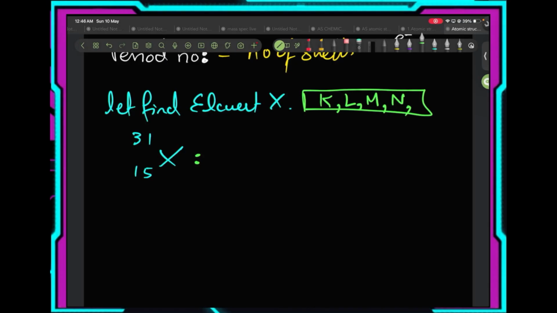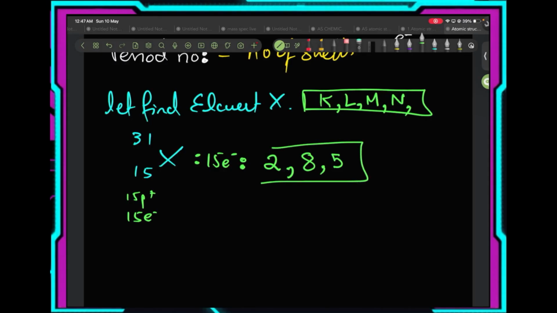So it has a total of 15 protons. So it should have 15 electrons because it is a neutral atom, right? So how would you arrange these 15 electrons in shells? How many electrons in the first shell? 2. Then you move on to the next shell. How many electrons in the second shell? 8. And how many electrons in the next shell? 8. You're only left with 5. Oh yes, 15, right? So 15 electrons will be filled like this.